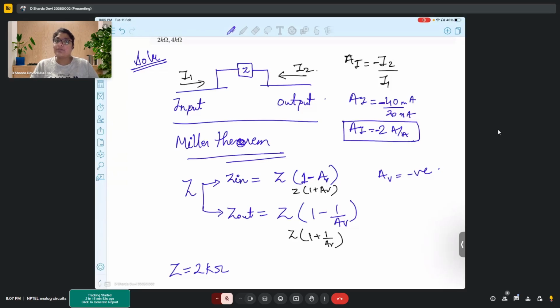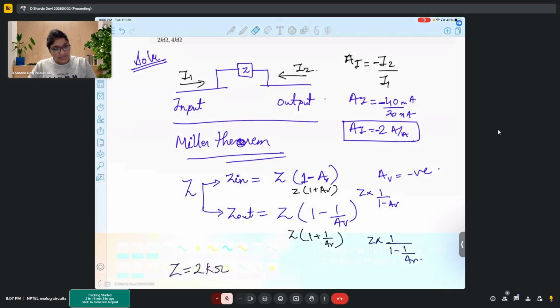But in some textbooks I have seen that Z in equals Z into 1 by 1 minus AV, and Z out equals Z into AV by some simplification, 1 by 1 minus 1 by AV. Sorry, what was Z in? Z in equals Z into 1 by 1 minus AV. Okay, Z out equals Z into 1 by 1 minus 1 by AV. That AV goes up.